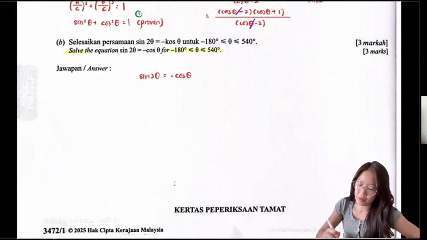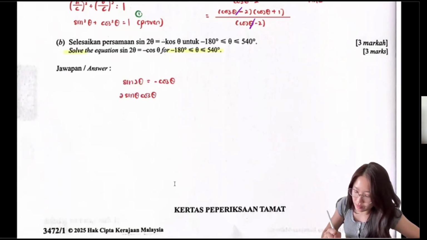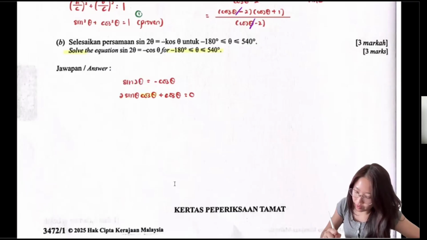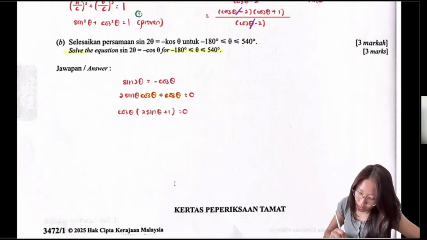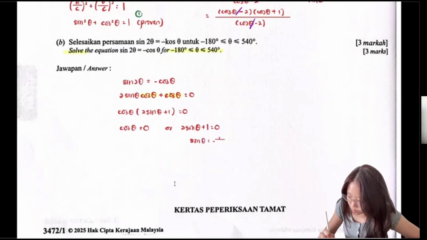Okay, listen to me. First, I will change sine 2 theta to become 2 sine theta cos theta. At the same time, move cos theta over, it becomes plus. Then the same thing, you can factorize cos. So you have 2 sine theta plus 1. So two sets of answer, cos theta equal to 0 or 2 sine theta plus 1. Okay, so sine theta equals negative 1 over 2.